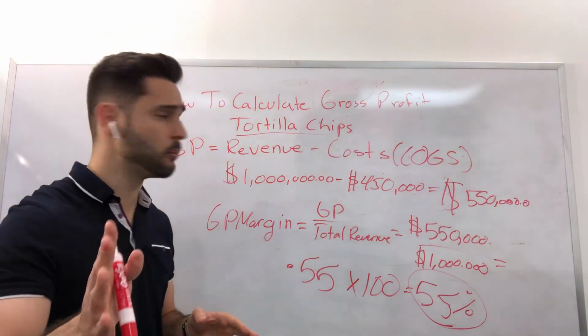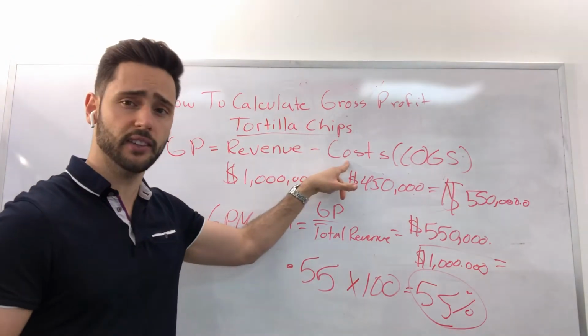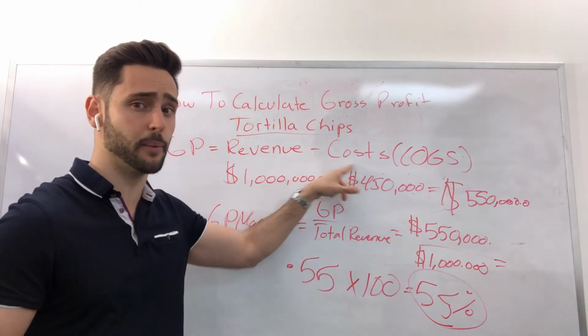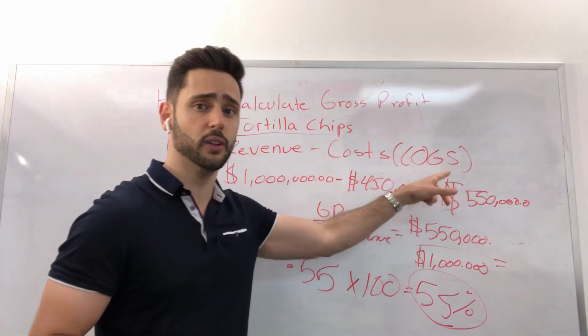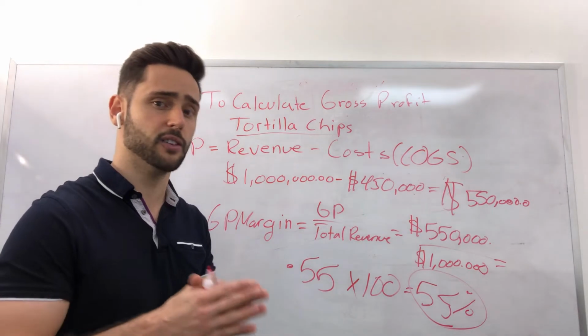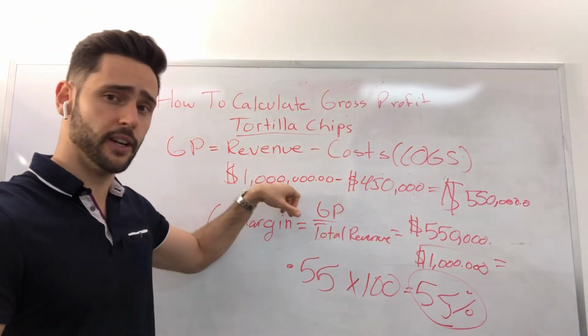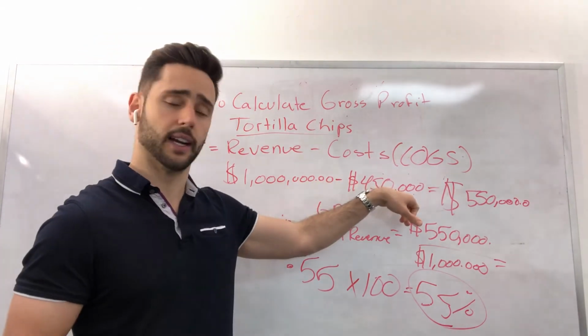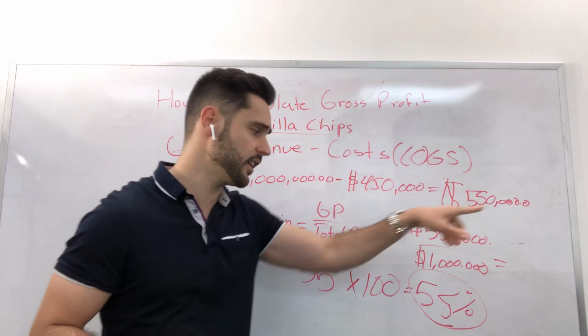Either way, let's do one more quick review. Gross profit equals revenue minus costs. And remember, the costs aren't the cost of your manufacturing plant or of your employees, but the cost of goods sold. So it's the cost that went into making the final or finished good. In this example, we had a revenue of $1 million, we had a cost of goods sold of $450,000, and we had a gross profit of $550,000.